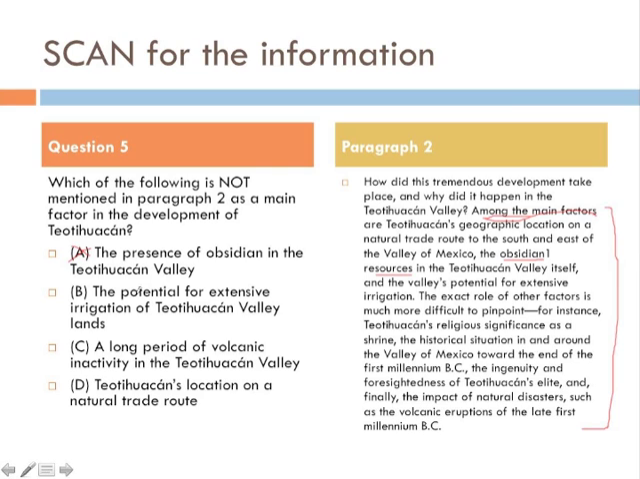Let's move on to B, the potential for extensive irrigation of Teotihuacán Valley lands. Well, again, we notice that it mentions the valley's potential for extensive irrigation as among one of those main factors. So that would also seem to be one that we could eliminate.